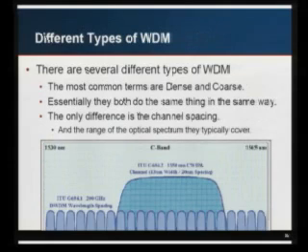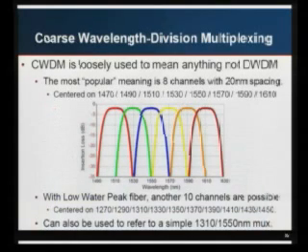There's multiple types of WDM. The most common are what's called dense and coarse. Basically, they do the same thing in the exact same way. The only difference is the channel spacing and the range of optical spectrum that they cover. So here's a graph showing CWDM, a coarse wavelength spacing, versus what's basically now 10-year-old DWDM, and the modern stuff is much smaller than this, but it shows the relative difference in signal spectrum size.